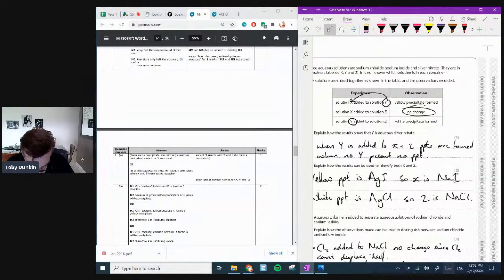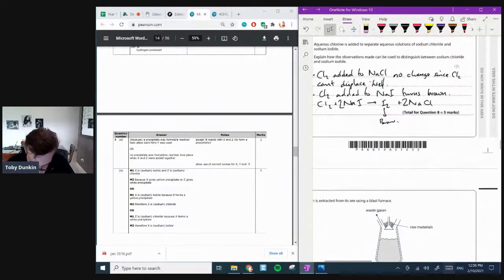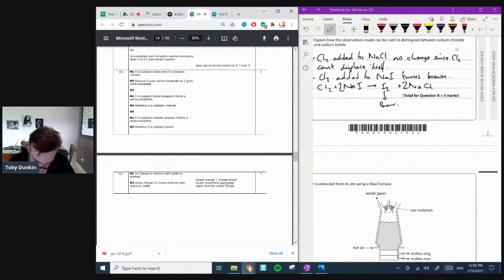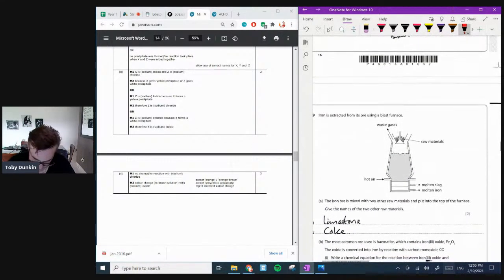A precipitate was formed each time Y was used, or no precipitate was formed when it was done. There you go. Yellow precipitate, iodide. Z, sodium chloride, yellow precipitate gives white precipitate. All that jazz. X is iodide. C, no reaction with sodium chloride, changes color to a brown solution with iodide.